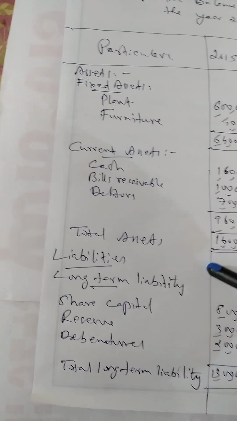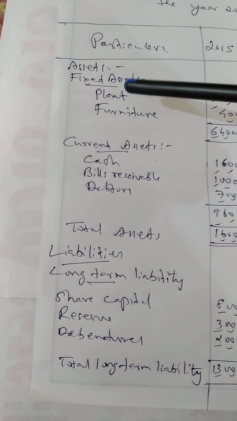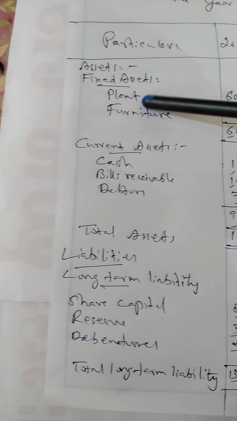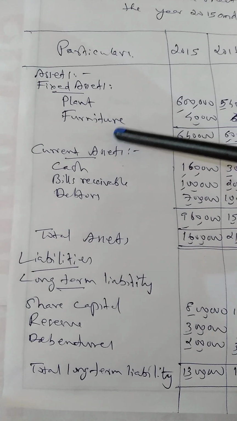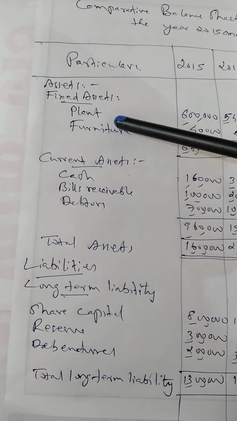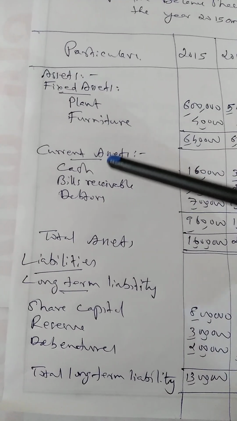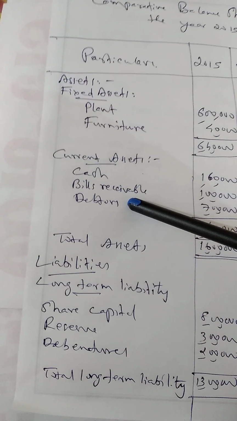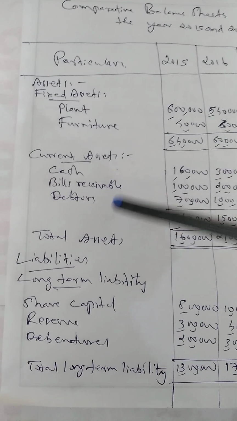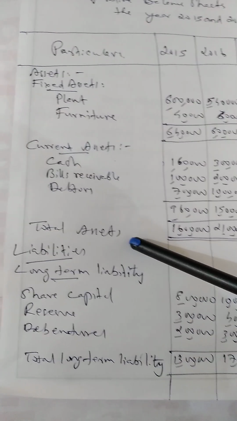While doing this balance sheet, we have to classify and show the items like this. Assets, fixed assets. The fixed assets are shown here. Two fixed assets are there in our question. So plant and furniture, these are shown first. Then thereafter we show current assets. Then we total the fixed assets and current assets, which is total assets.